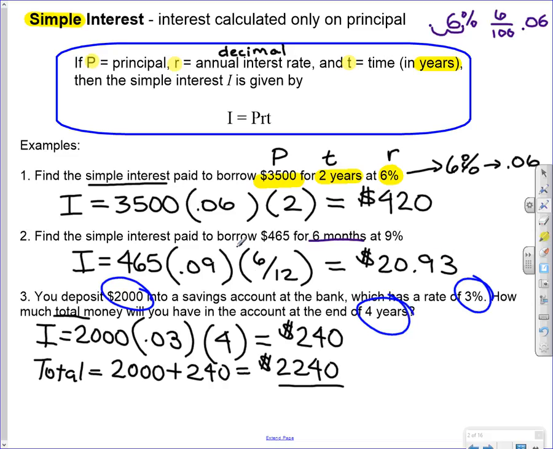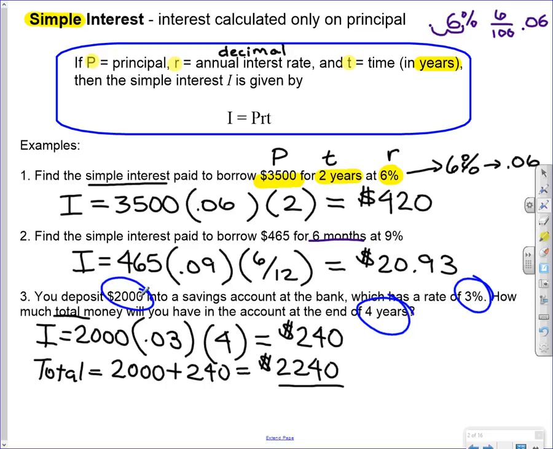Now, normally on these problems, if your homework doesn't tell you, it usually will say it, but most of the time they want us to round to the nearest cent. And so the nearest cent is 2 decimal places, right? So this would be the penny place there.